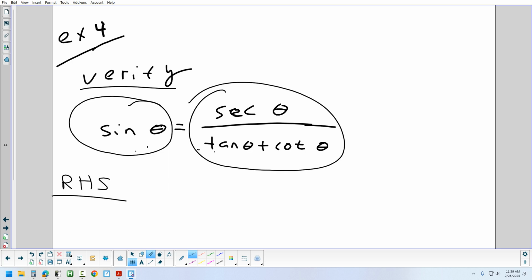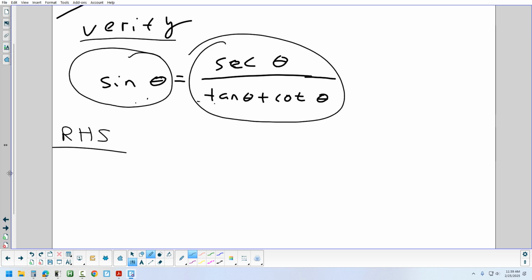You can forget about the left-hand side. That's just there to check your answer when you're done. So let's write down the right-hand side. Secant over tangent plus cotangent.